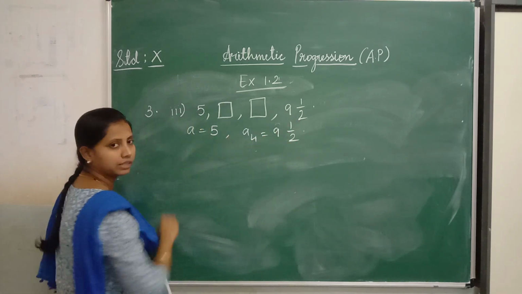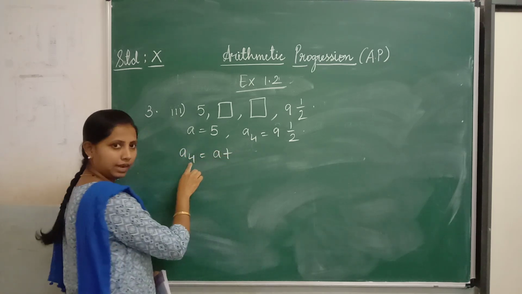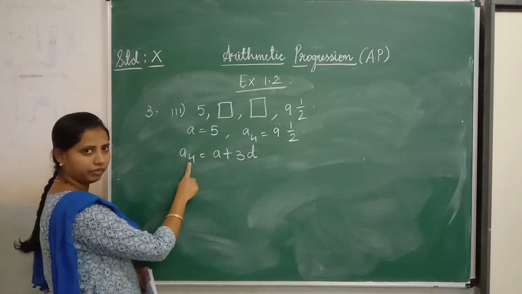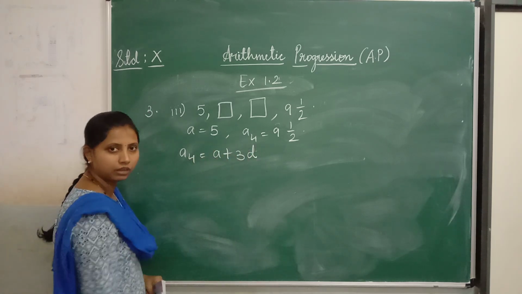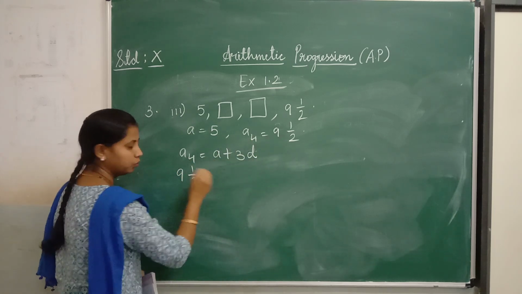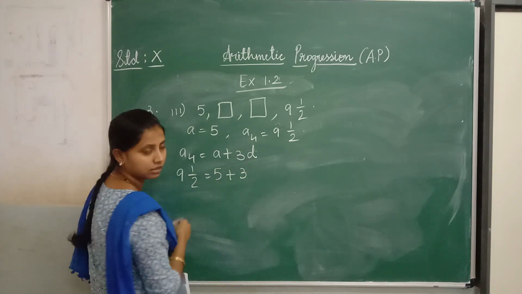Yes? Now use this A4. What is A4? A4 is A plus 1 less than 4, that is 3D. A4 is nothing but we can find by using A plus 3D. Substitute the terms. A4 is 9 integer 1 by 2. What is A? 5. Substitute. 3D as it is.